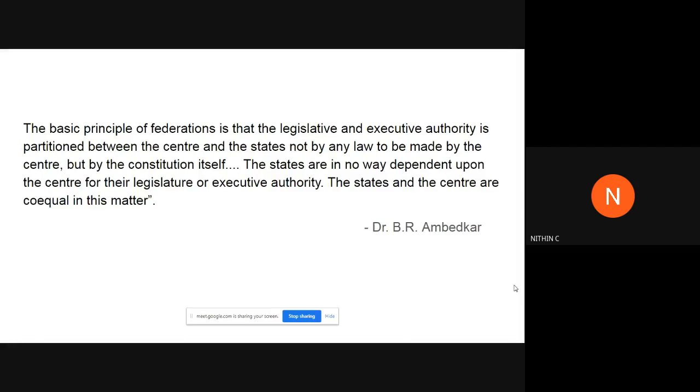The states are in no way dependent upon the center for legislative or executive authority. The states and center are co-equal in this matter. We cannot say that a state is completely dependent upon the center for legislative and executive authority. States have their own freedom on certain matters.